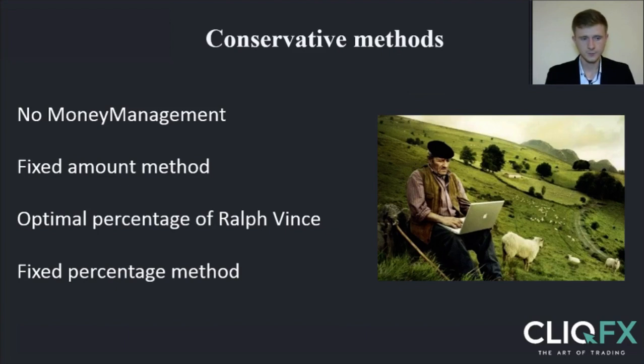So let's move to conservative methods, and there are 4 major methods. The first one is no money management. I think all of us know that. The second one is the fixed amount method. The third one is the optimal percentage of Ralph wins, and the fourth one is the fixed percentage method.